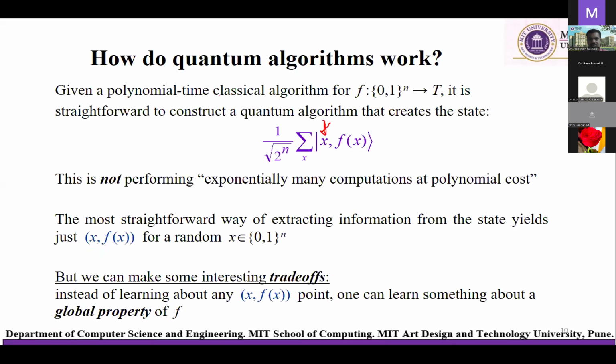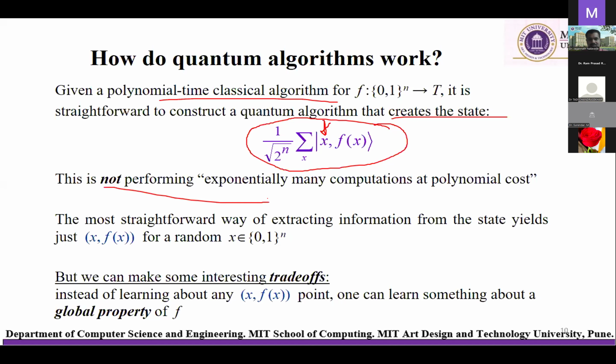This particular polynomial time classical algorithm will create this particular state, that is 1 by square root of 2 raised to n, and x, whatever x is there, it may be 0 or 1, 0 comma f of 0 or 1 comma f of 1, meaning whatever bits are present in our particular problem. So we can form a sum of all these particular bits. In the next example, we'll see how this formula works.